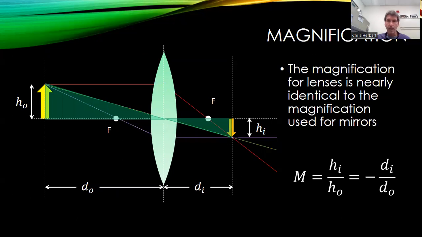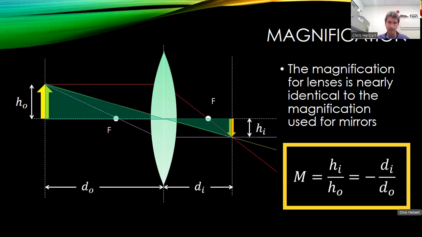Okay. Now, before we talk about those rays and what the possibility of rays are, we need to talk about magnification. The magnification, which is the lateral magnification, is the height of the image divided by the height of the object, and it is going to be equal to negative di, the distance to the image, divided by the distance to the object.